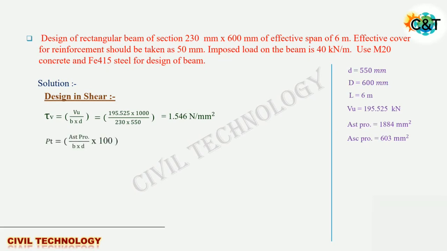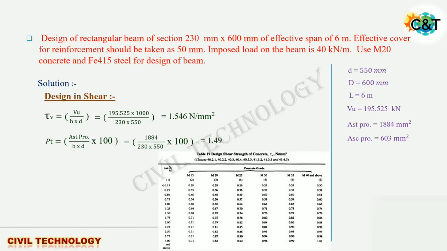For that we require the percentage of steel. So percent of steel will be equal to Ast provided, that is our 6 numbers of bar of 20 mm dia, divided by b into d multiplied by 100. So we will get the percentage of reinforcement value as 1.49. Please remember, this percentage is for the tension reinforcement, not for the compression reinforcement. Based upon this value and one of the tables given in IS 456, we have to calculate the design shear strength of the concrete, that is the tau c value.